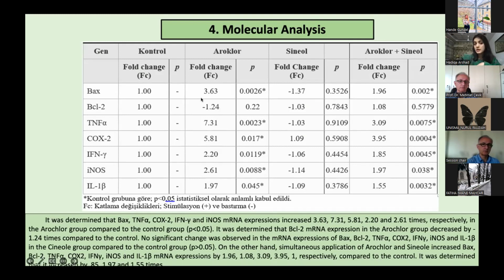BCL2 was decreased, but increased in Aroclor plus cineole. TNF-alpha was drastically increased in our Aroclor group while decreased, and COX-2 was also decreased. So we can say that the inflammatory effect of the Aroclor was very much increased, but cineole tried to decrease it a lot.